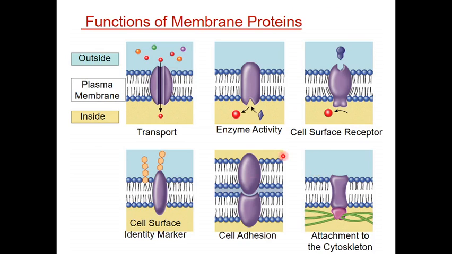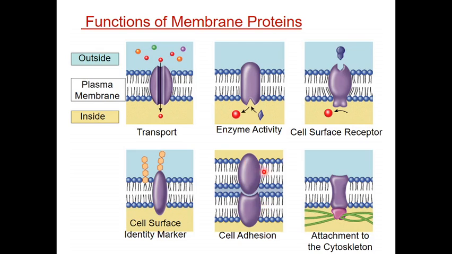So this is a diagrammatic representation of the membrane proteins and their functions. Generally you can call it the cell membrane function itself. So transport, which we already discussed, enzyme activity, which we just discussed, and cell surface receptors, where some signal molecules come and, because of that, the signal transduction process occurs.